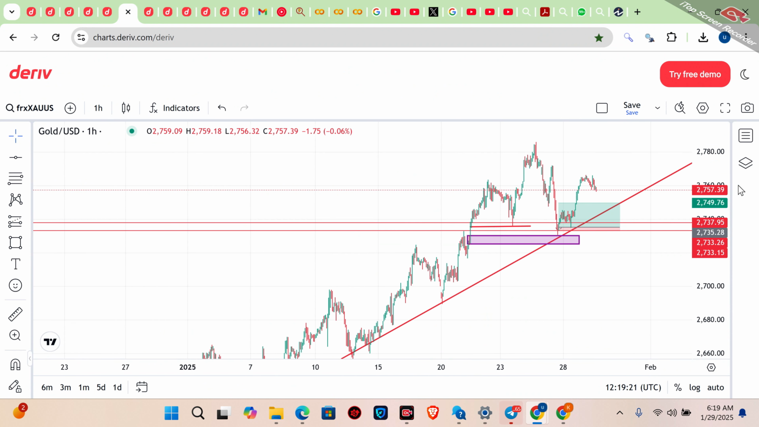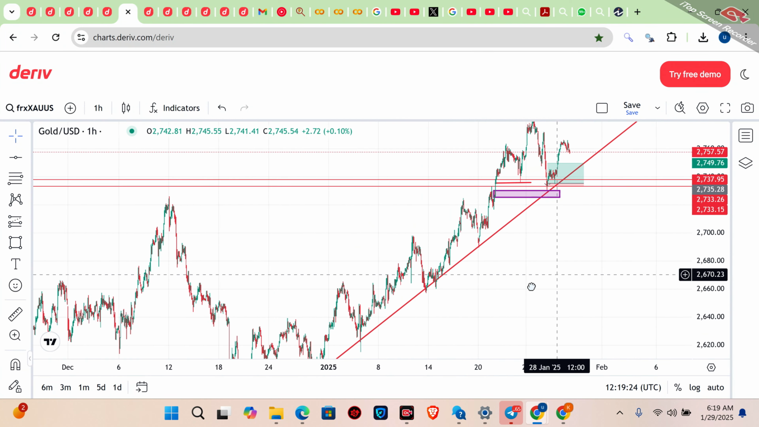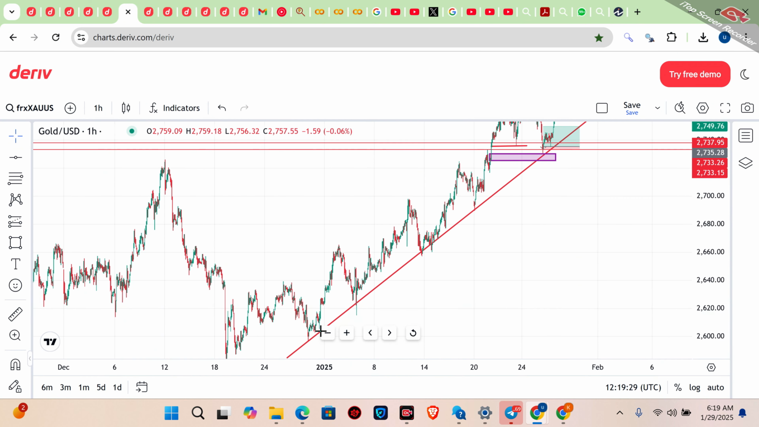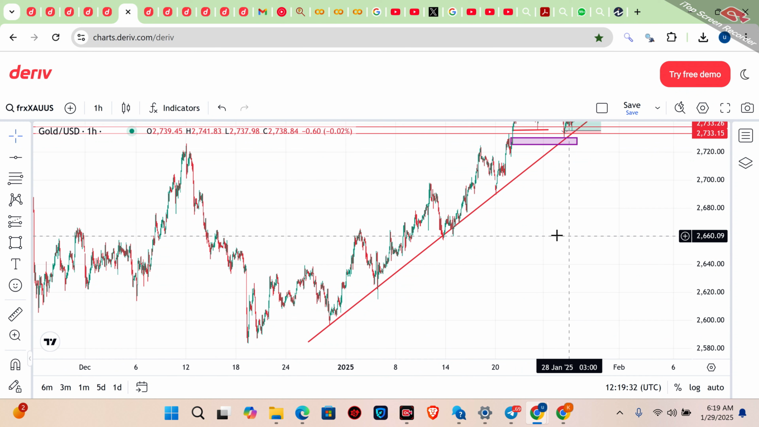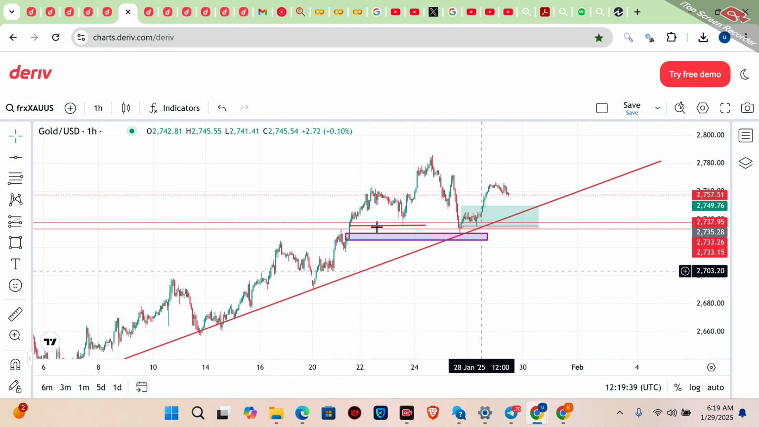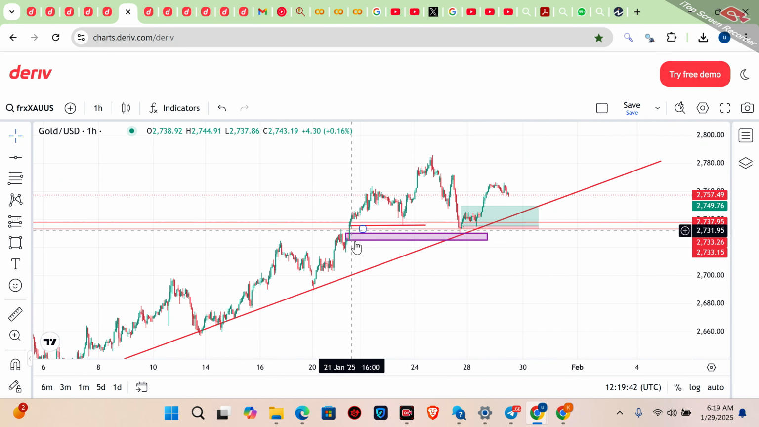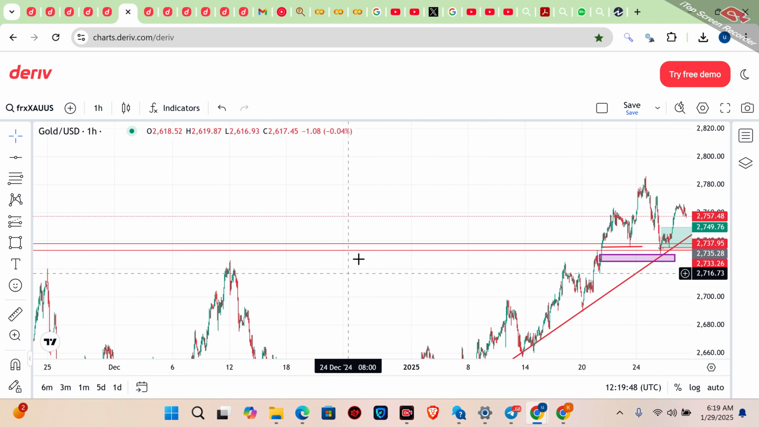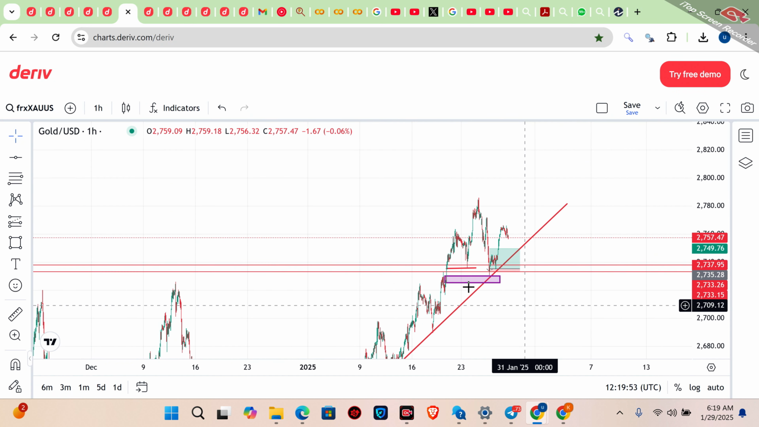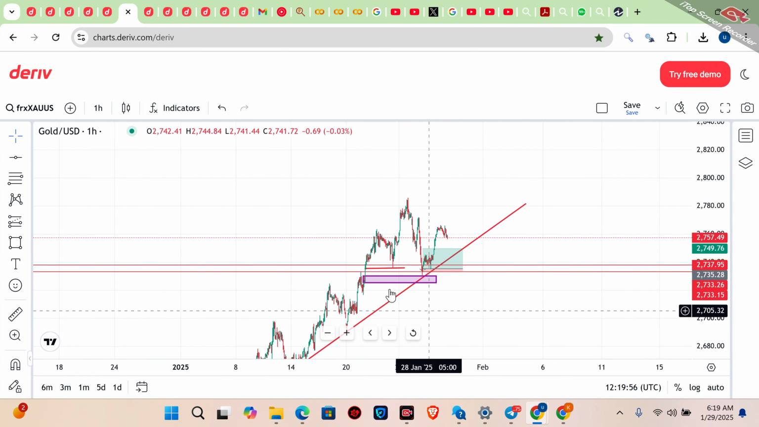You can see from the chart that gold is trading upwards. This is our trend line, and through this trend line, gold was obviously trading upwards. So what happened? Look at this order block. You can see it broke this major level to the upside after reversing at this point.